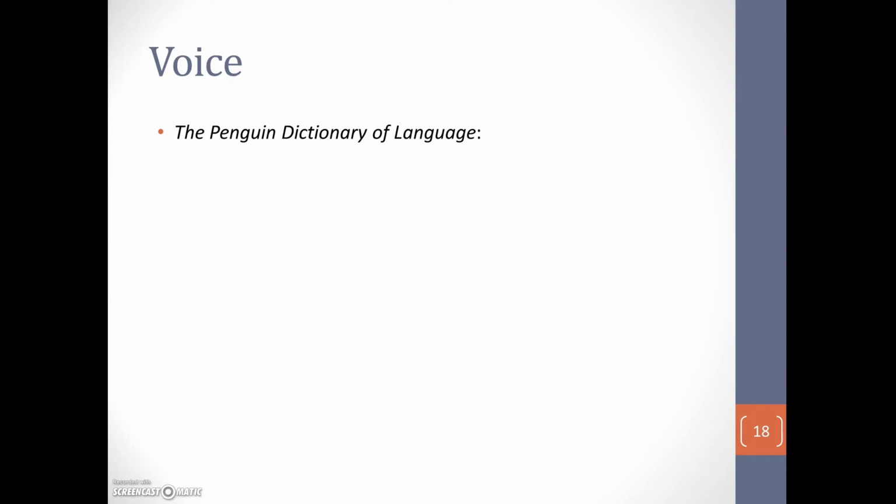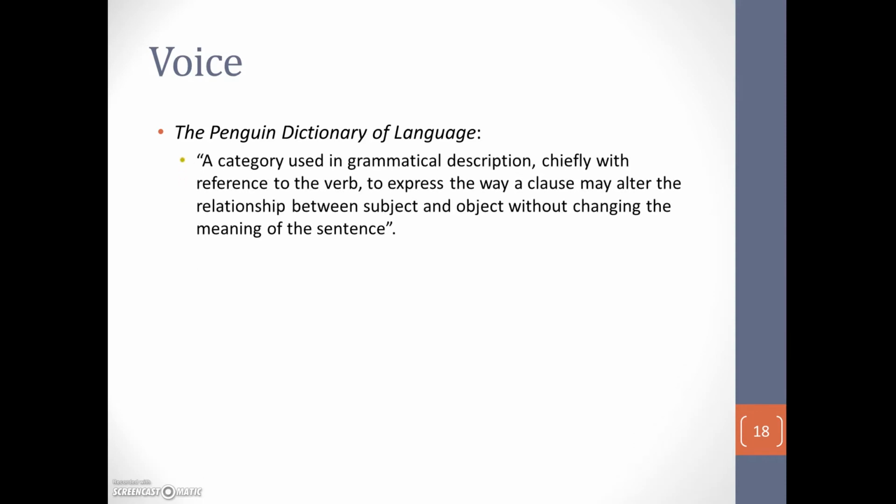Now for voice. So it can be quite difficult to find an actual definition of the concept of voice in your grammar book, for instance, where they just state that it covers the distinction between passive verb phrases and active verb phrases. And this is true, but it's not really a definition. So here is a better definition. So voice is a category used in grammatical description, chiefly with reference to the verb, to express the way a clause may alter the relationship between subject and object without changing the meaning of the sentence. And that is basically what voice is all about.